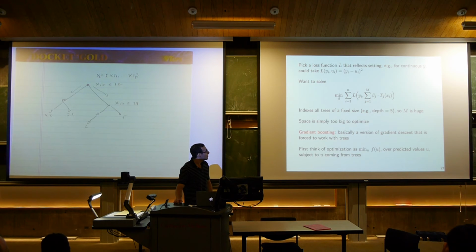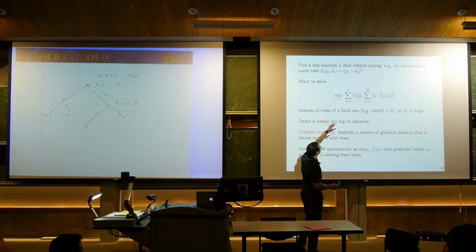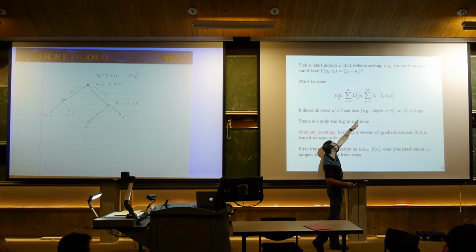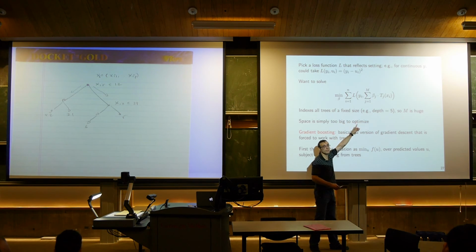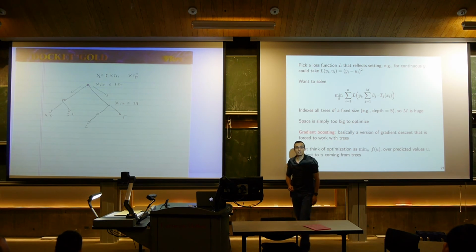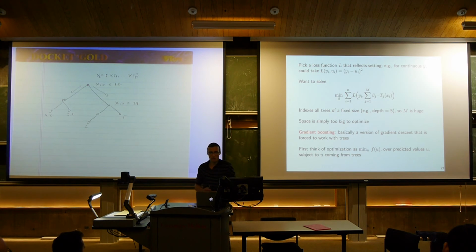Even if L was convex, this would be a convex problem because my parameters are beta. Here I have something just like a convex function of a linear function. Even though it could be convex, it's just too big to optimize. So what gradient boosting does is basically it runs gradient descent on this loss function, but it forces my predictions at every stage to be trees. So it's a very clever way of running gradient descent.